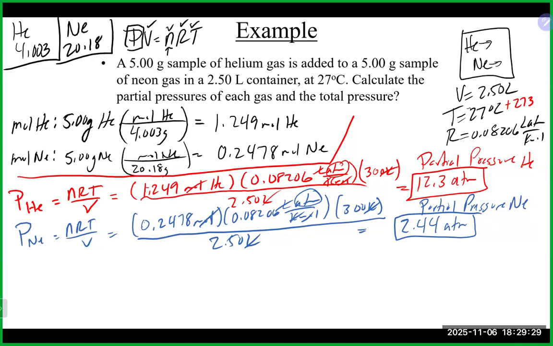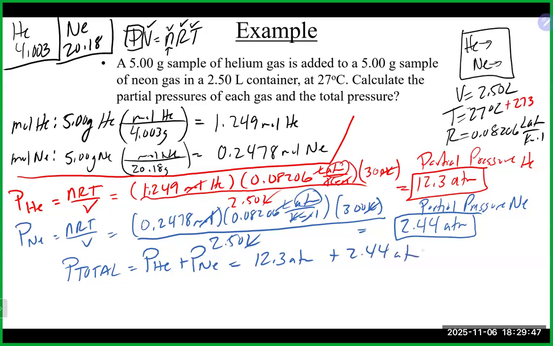Now to get the total pressure, all I have to do is add those two numbers together. The total pressure will be the partial pressure of helium plus the partial pressure of neon. So 12.3 atmospheres plus 2.44 atmospheres yields 14.7 atmospheres of total pressure in this particular case. Any questions on that?